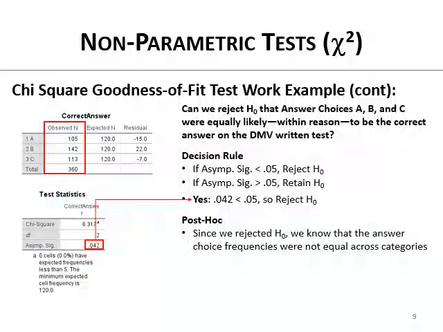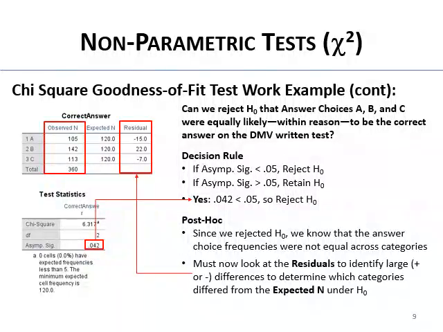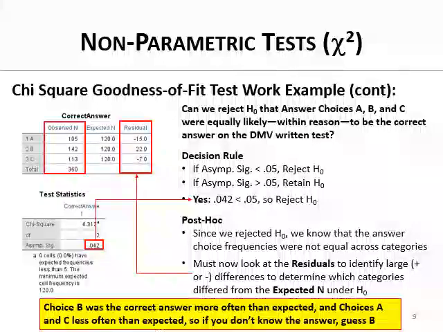we know that the frequencies aren't equal across categories, so what we have to do is look at these residuals over here to identify whether there are large positive or negative differences to determine where the weirdness is. And so you look at the numbers in the residual, and it's literally just observed minus expected here. It's the difference, it's the residual. So there were 15 fewer A's, 22 more B's, and 7 fewer C's than expected if the null were true, that they were equally distributed across categories. And so the simple answer here is B was chosen more as the correct answer than A and C.